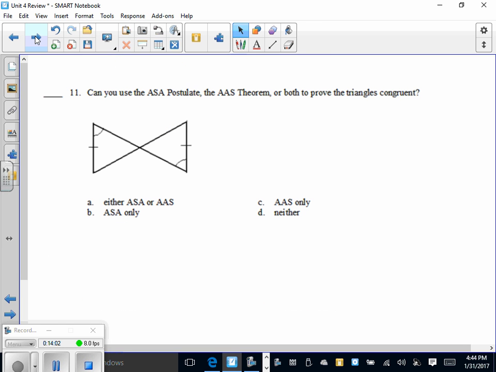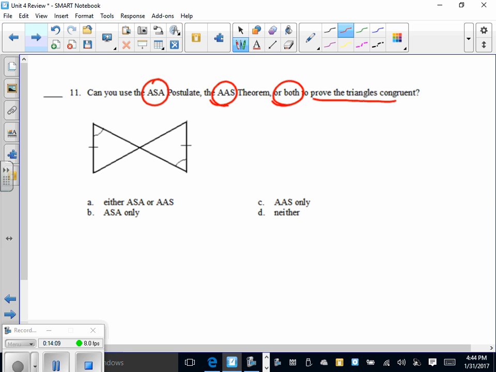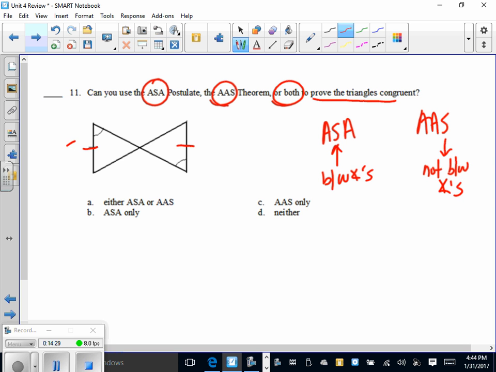Okay, number 11, can you use angle, side, angle, angle, angle, side, or both to prove triangles are congruent? Angle, side, angle means the side is between the angles. Angle, angle, side means that it is not between the two angles. We already know that this side is congruent to this side, and this angle is congruent to this angle. So I need something else to work with.